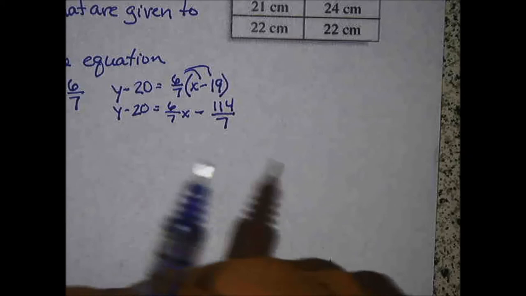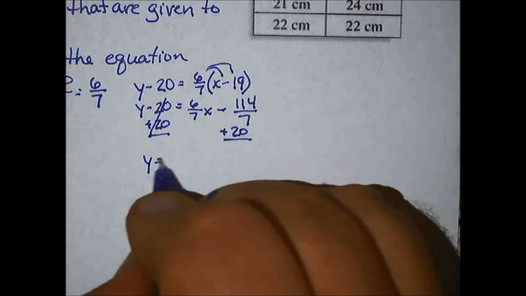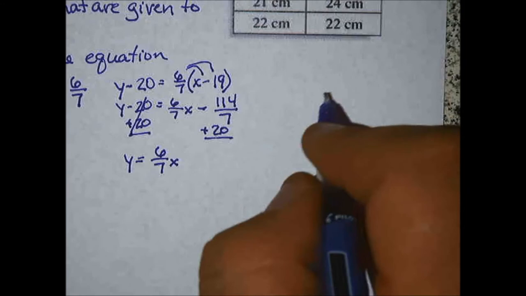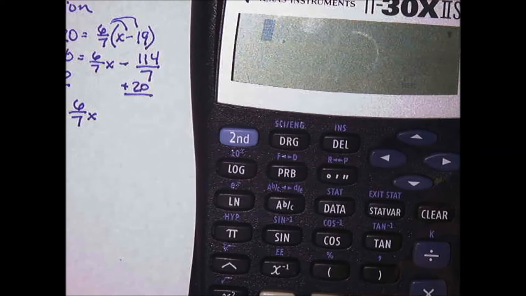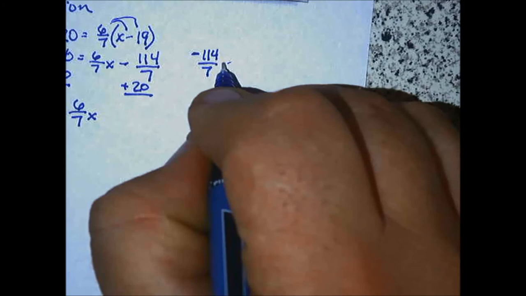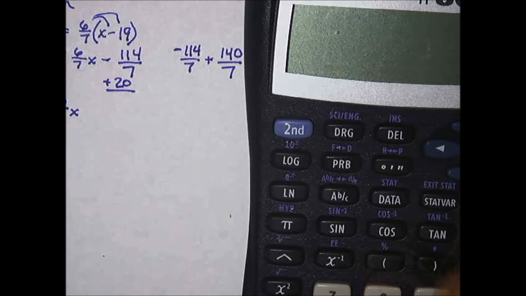Okay. Now what I want to do is add 20 to both sides. Okay, I can do that. Those go away. I have y equals 6/7 x, and all I have to do is add these two numbers. Let's go over here and think about it a little bit. So 114 over 7. And what's 20 in sevenths? Well, it's going to be 20 times 7 over 7, so 140 over 7. And that's a negative 114, and then I'll add 140 over 7. So I have common denominators, which is awesome. I want to go negative 114 plus 140, and I'm left with 26.